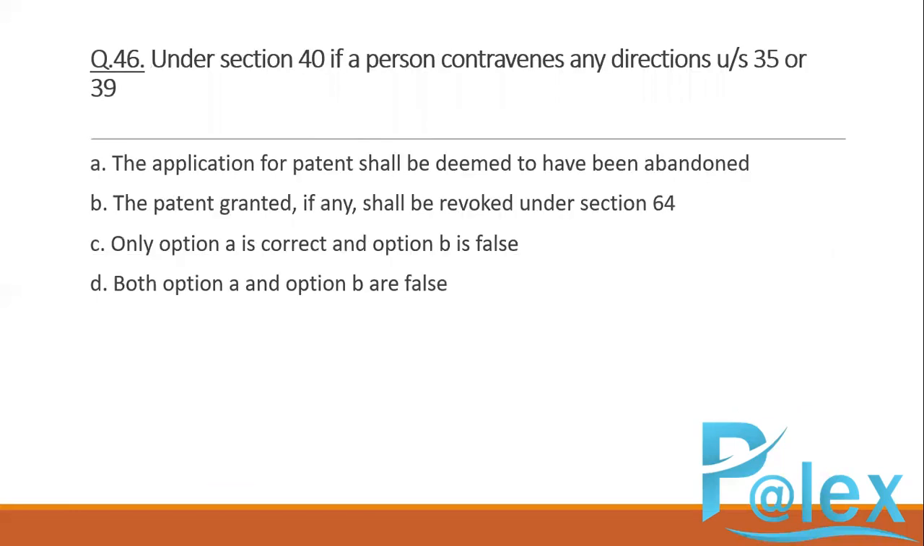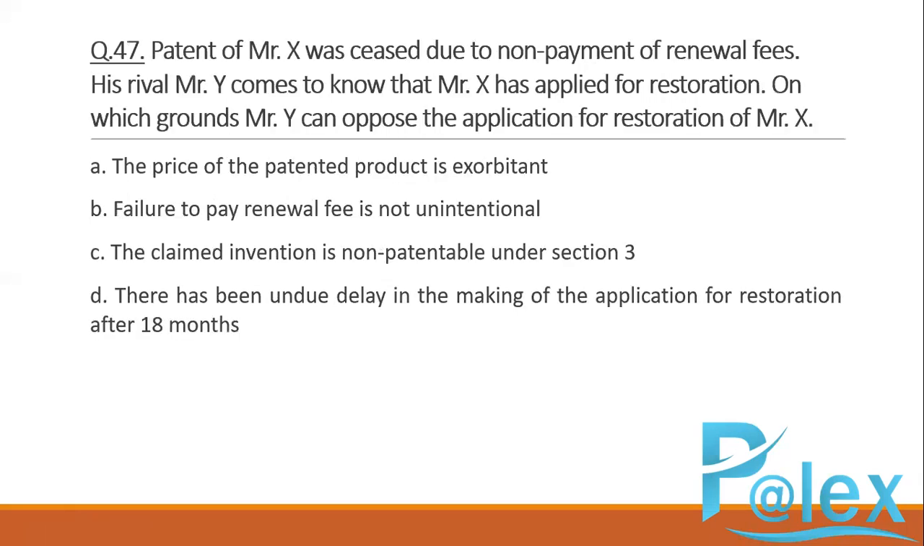Question 46. Under section 40, if a person contravenes any directions under section 35 or 39, the application shall be abandoned and the patent granted if would be revoked under section 64 actually. So A and B are the correct answer. Patent of Mr. X was ceased due to non-payment of renewal fees. His rival Y comes to know that X has applied for restoration. On which grounds Y can oppose restoration of the patent?